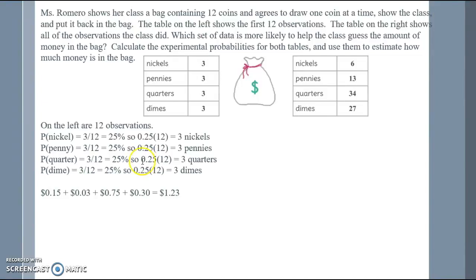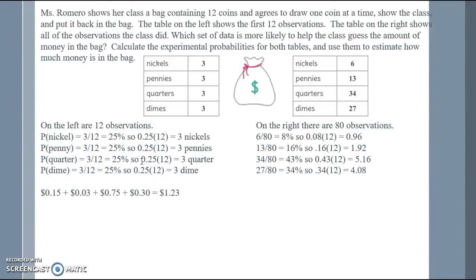So now let's look at the results if we did more pulls on the right-hand side. So we did more pulls from our bag to see what happens. So we have 80 observations. So 6 of the 80, or 8%, were nickels. 13 out of 80, or 16%, were pennies. 34 out of 80, or 43%, were quarters. And 27 out of 80, or 34%, were dimes.